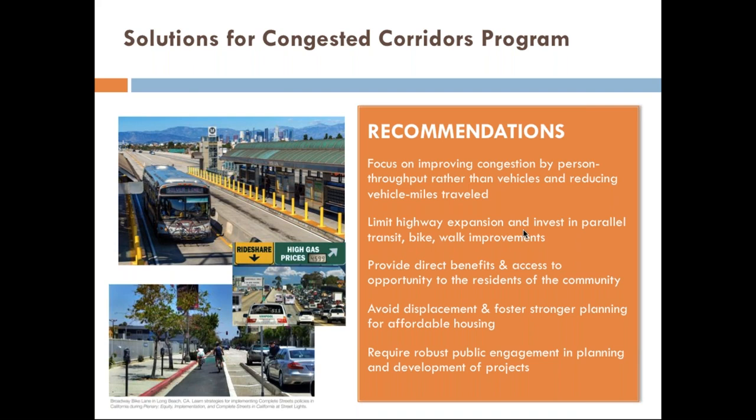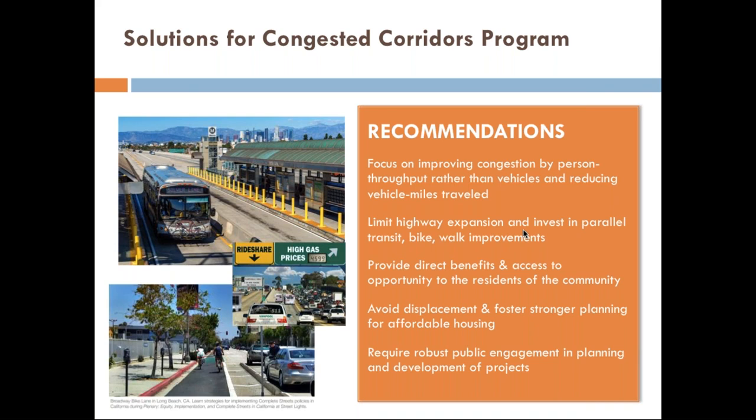Another recommendation we have is to limit highway expansion, investing in bike, walk, and transit improvements that are parallel to the corridor. So identifying the corridor, for example, as a 3-mile stretch rather than just the freeway lanes is a really important component to improving congestion, in particular for the communities that are immediately adjacent to the freeway.